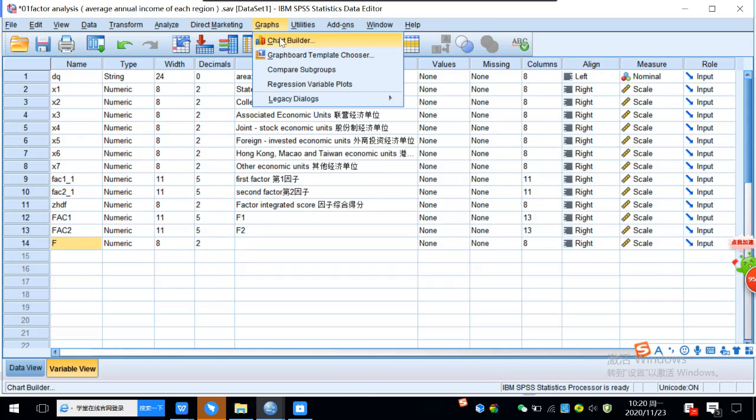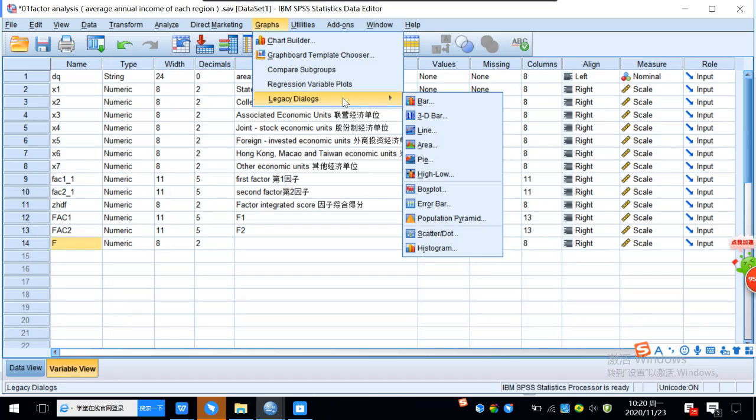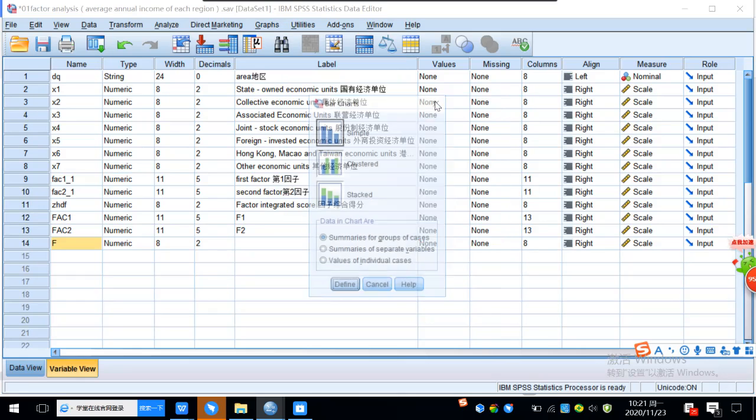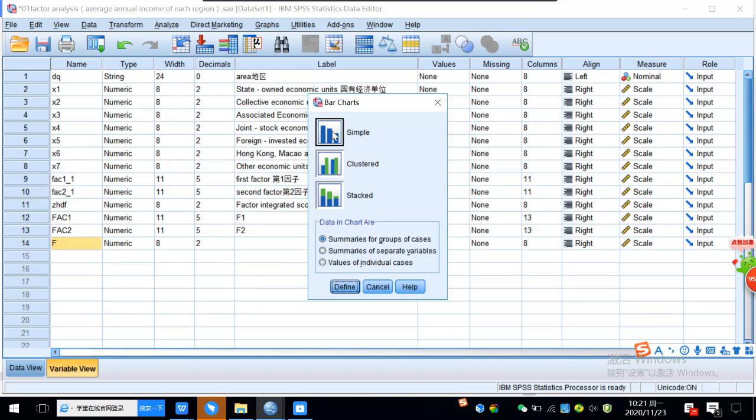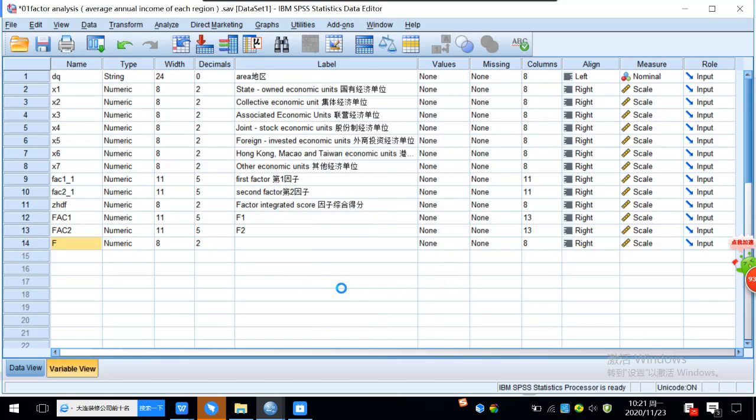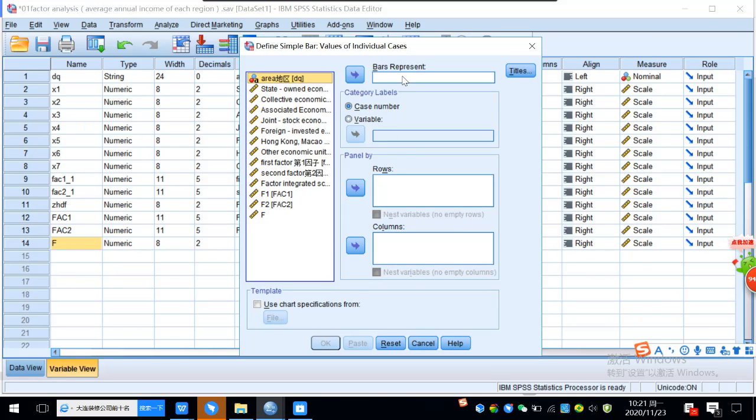Graph, Chart, Legacy Dialogs. Here is Bar, and Simple. Besides Simple, please select Values of individual cases. Please select here. Define. The bars represent F.